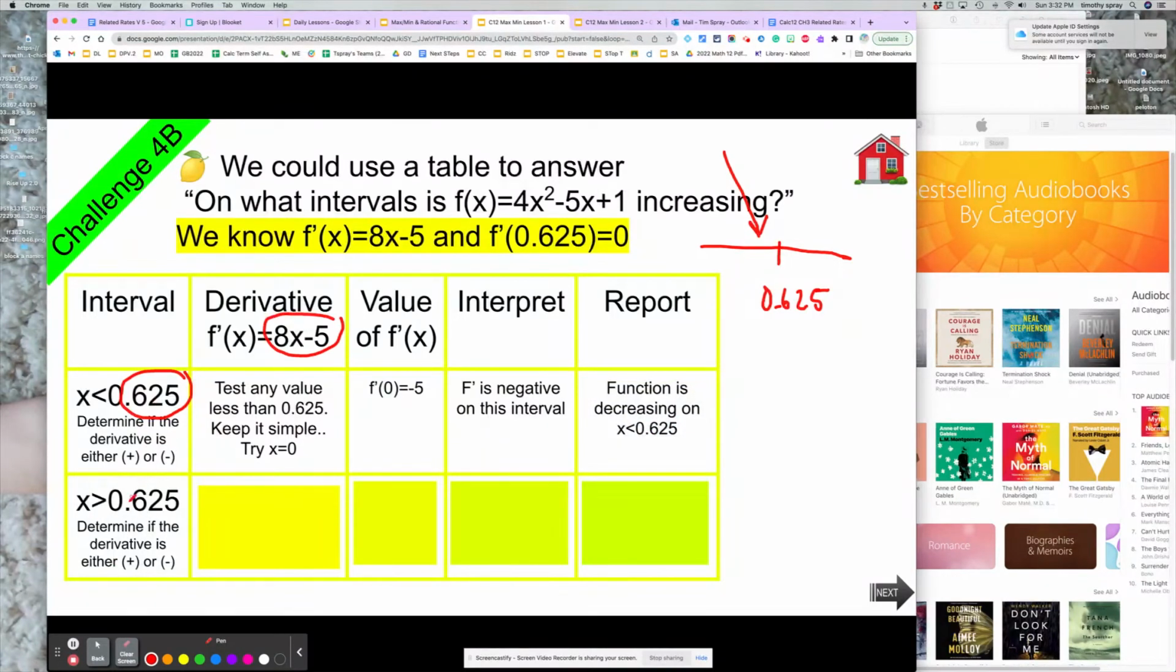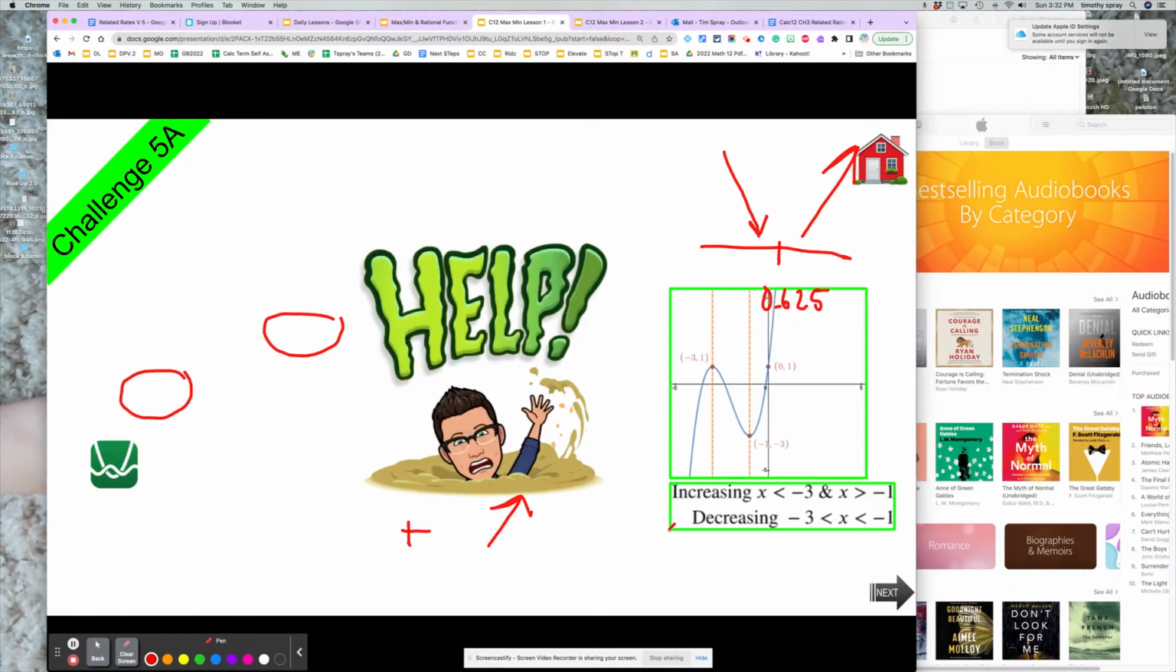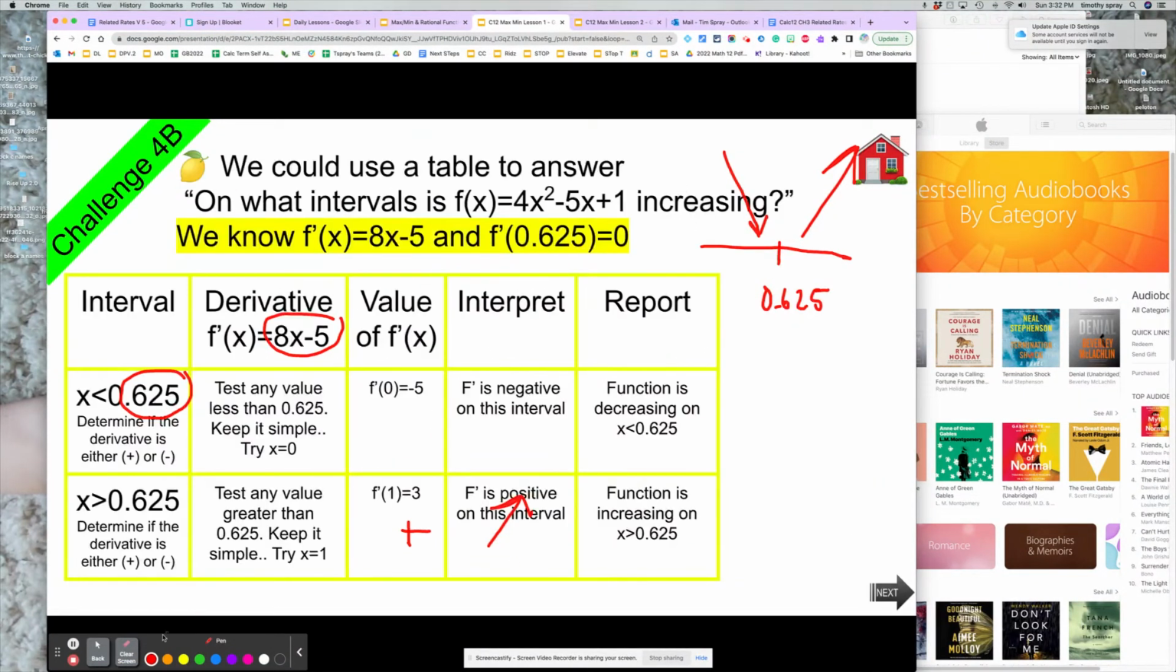Then we try any number larger than 0.625: 10, 100, 7, 2, 4, 1, whatever. In this instance, we tried 1. So 8 minus 5 is 3. That's positive, so if it's positive, then we know it's increasing. And so this is what we have. We can interpret that it's decreasing and then increasing. So when we look at that, we can determine whether it's increasing or decreasing even if we don't know what the graph is.